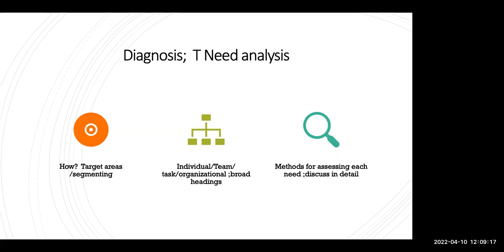Now the methods could be your budget, your market report, your sales going down, or your production getting affected. Maybe your labor law disputes are going up. Maybe your attrition is going up. These are the symptoms, like a fever symptom. These are the symptoms for your training.